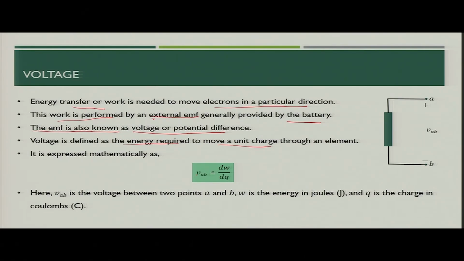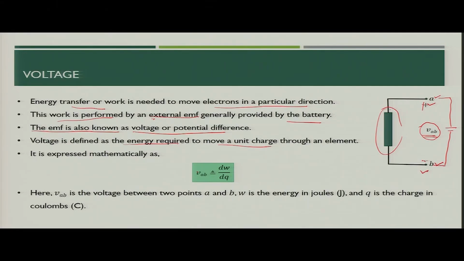If you see this figure, the element is represented here, and you have two terminals, one positive and another negative. One terminal is given as A, another is B. So, the potential difference, that is voltage, is given as VAB. Now, you need to find out the value of VAB. What you will do is find the work done by the battery, which is connected external to this element, to move one unit charge from point A to point B.